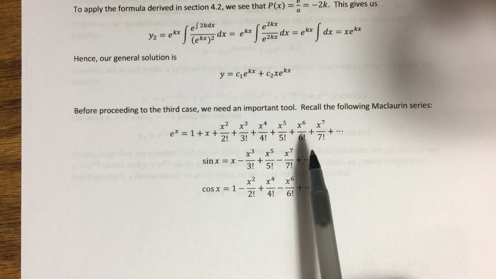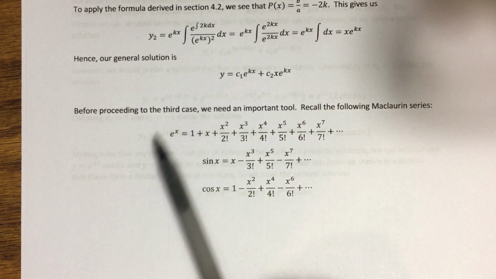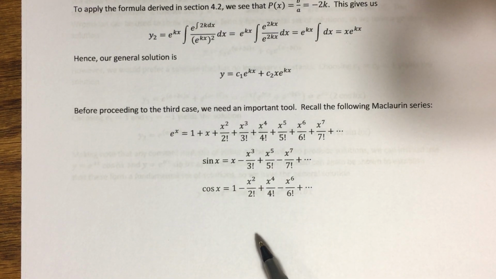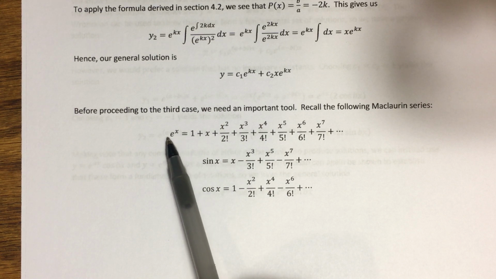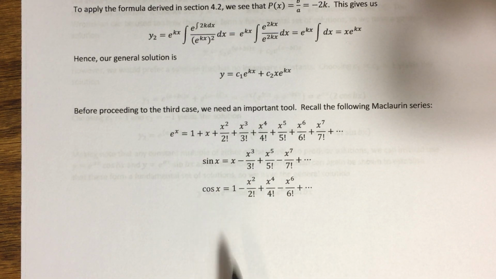When complex numbers enter the picture, very interesting things start to happen. We see functions that don't appear to be related suddenly having very, very close relationships. And what I'm talking about here are the exponential function e to the x and the functions sine and cosine.